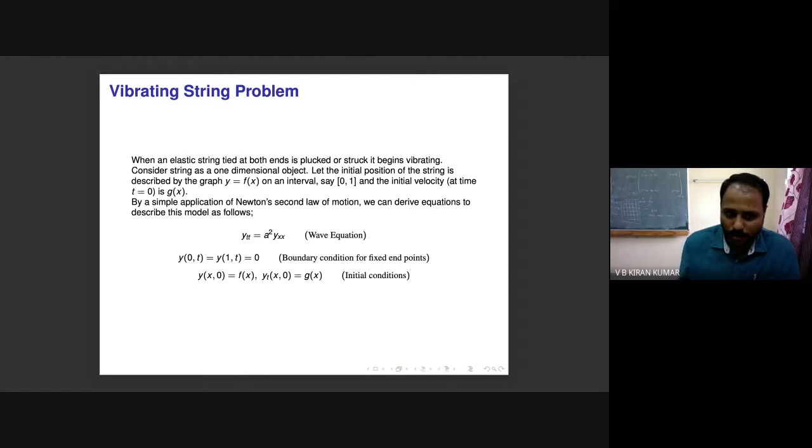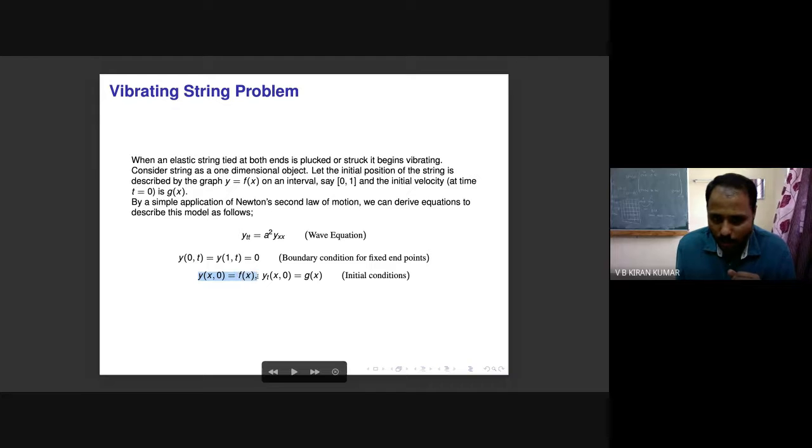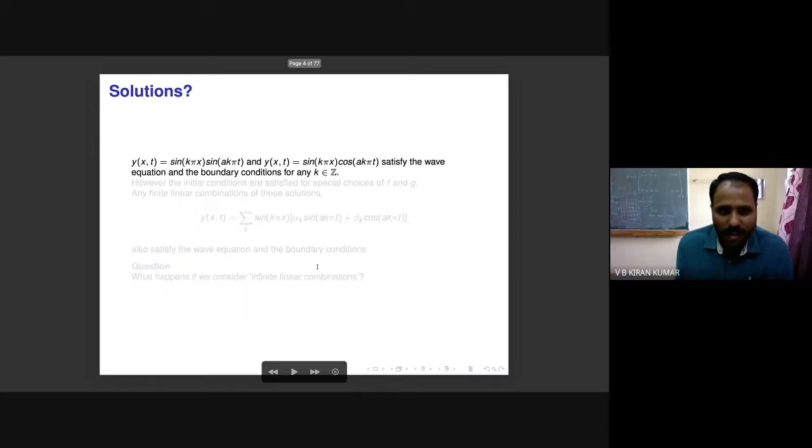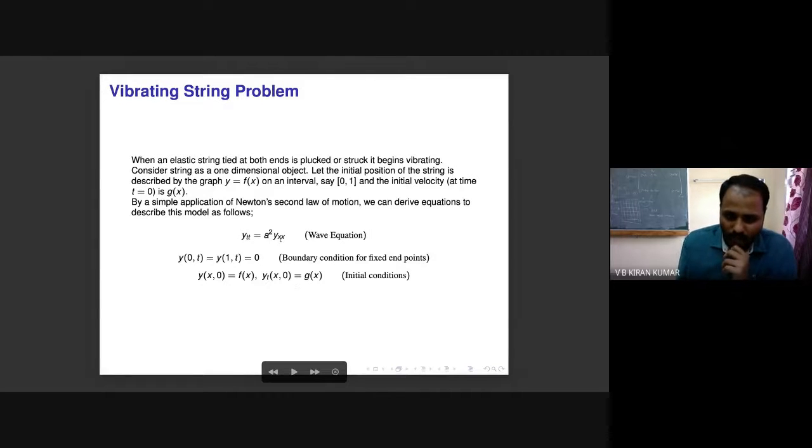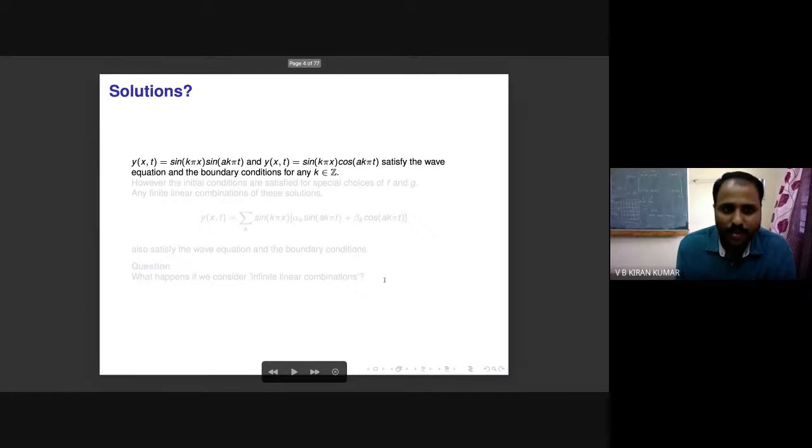Okay. So here y(0,t) and y(1,t) equal 0 because we fixed both ends. Okay. And for the initial conditions we already mentioned that at t equals 0, the position is described by f of x, and the velocity is described by g of x. Now, what about the solutions? So we need to find a solution. What do we mean by a solution? A function y of x, t which satisfies these three conditions. It should satisfy the equation, it should satisfy the boundary conditions, and it should satisfy the initial conditions.